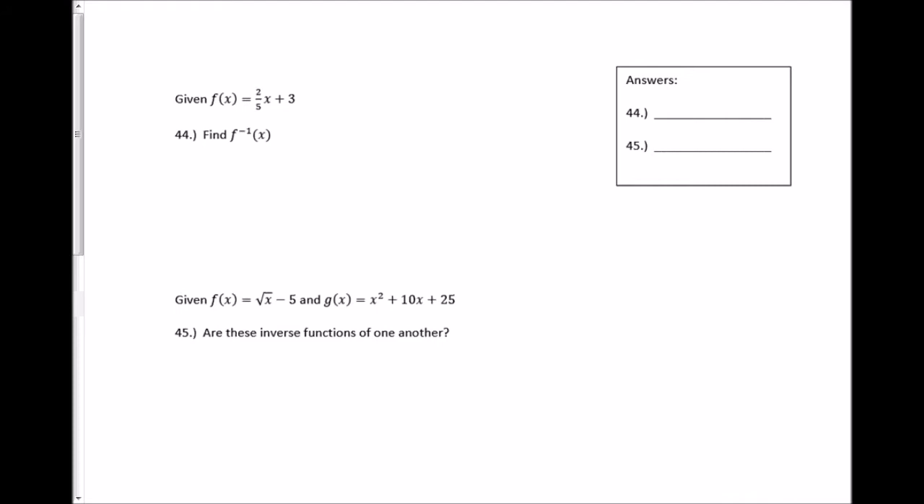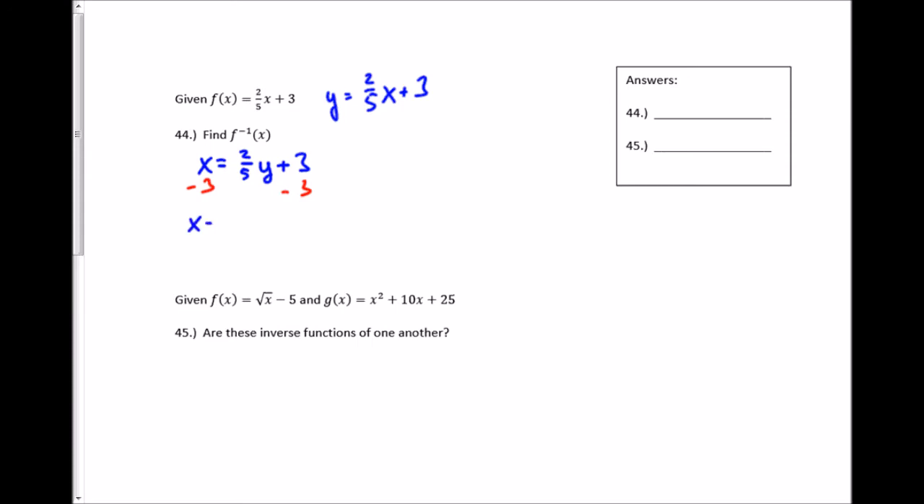Number 44, I want to find the inverse. And algebraically, when I don't have ordered pairs, I'm still going to switch the x and y, except this time I've got y equals 2/5 x plus 3. So I'm literally going to switch the x and the y. I'm going to do x equals 2/5 y plus 3. And I'm going to solve it for y, just because I typically write equations solved for y.